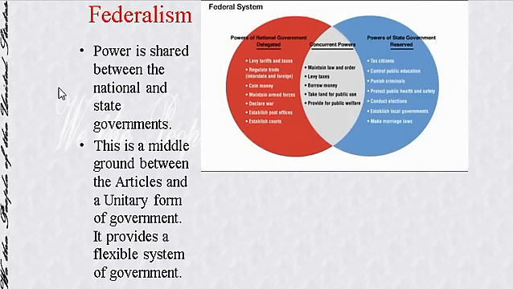Last one is federalism. In the United States, we split up power even more. We don't just have a national government, we have state governments as well. This is a middle ground between the Articles and the unitary form of government. It provides a flexible system of government. So instead of the whole country being run just by Washington, D.C., and the President and Congress and the Supreme Court, we are split into states. Those states have power as well over certain parts of the country. So that splits the power up even more to make sure that no one is getting too much power.